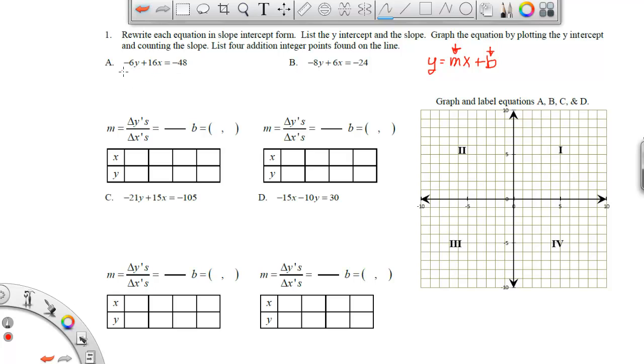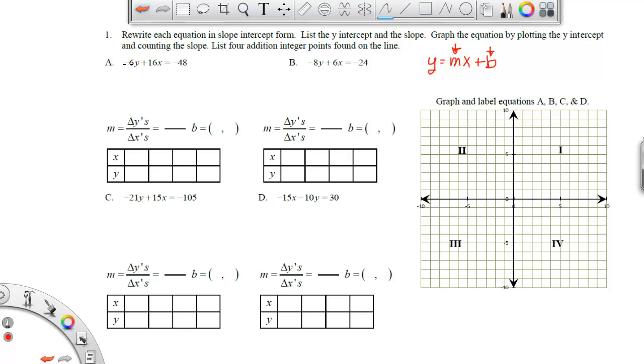So let's go ahead and do problem A. It says rewrite each equation in slope-intercept form, list the y-intercept and the slope, and we'll do that. Here is the slope, here will be the y-intercept. And then it says graph the equation by plotting the y-intercept and counting the slope. List 4 additional integer points found on the line. Now some of these may have 4, you can find 4 additional points, sometimes you can't. So list as many as you can up to 4.